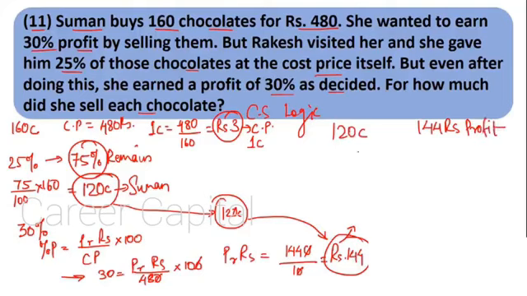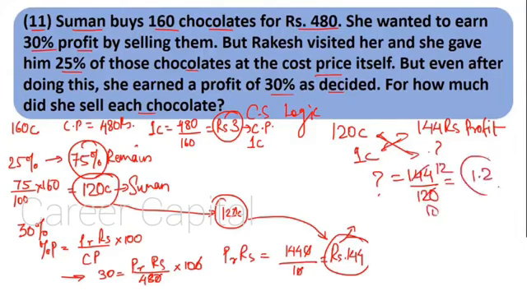So from one chocolate, how much profit should she get? She should earn, simply cross multiply. What do we get? We get 144 divided by 120, right? What do we get? 12 tens are 120, 12s are 1.2 rupees. So from each chocolate she should earn a profit of 1.2 rupees.